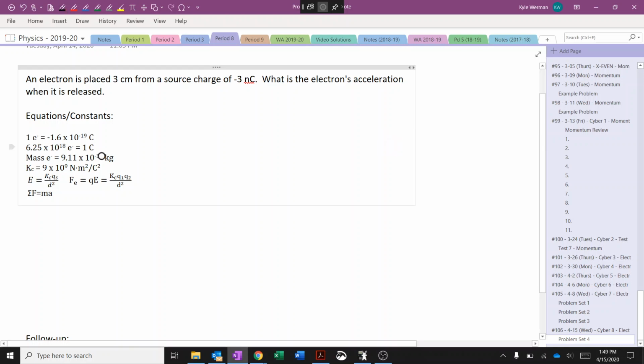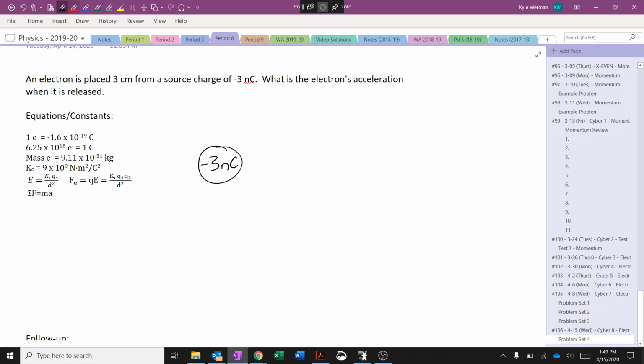Let's draw a picture. I've got a source of -3 nanocoulombs. Any source that's negative, a proton would be attracted to it, right? It has those inward field lines. But an electron, if I put my electron out here, there's going to be a field that acts to push it away. That would be the field E, and that field causes a force. The force on the electron is equal to the field strength times the charge.